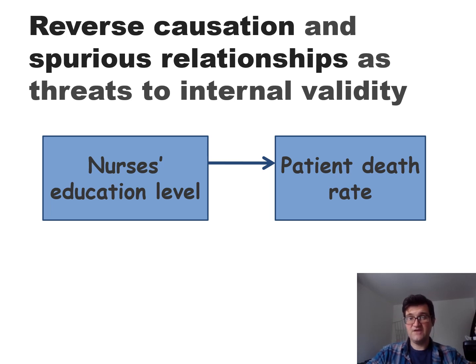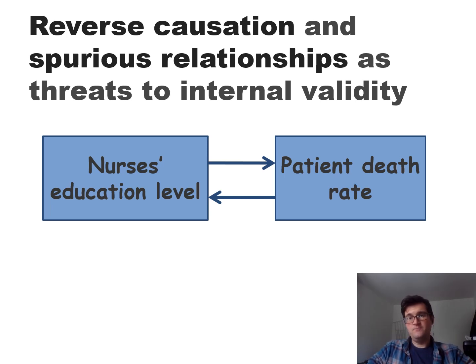Again, nurses' education level leading to patient death rate. Is it possible that that goes the other way? That's a little bit harder to see because the nurses' education is going to precede the death of any patient that nurse is treating. But it is possible that there could be reverse causation in a complicated way, right?